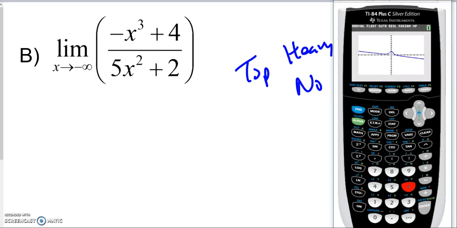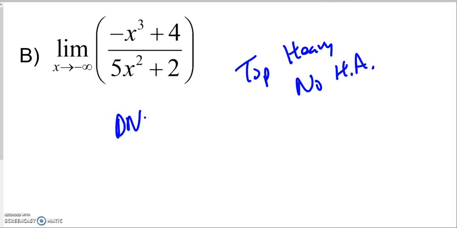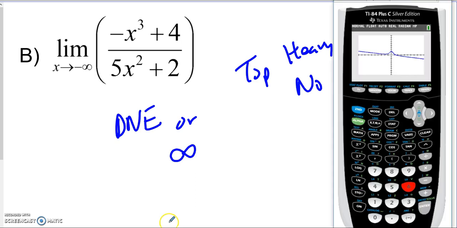Okay, so you can see here, here's the graph once you plug that in. So as it's going to negative infinity, this one is approaching positive infinity, so you could either say does not exist, or I would also take infinity for this answer. So again, taking a look here, as it's going to negative infinity, it's approaching infinity. So it does not exist or infinity.